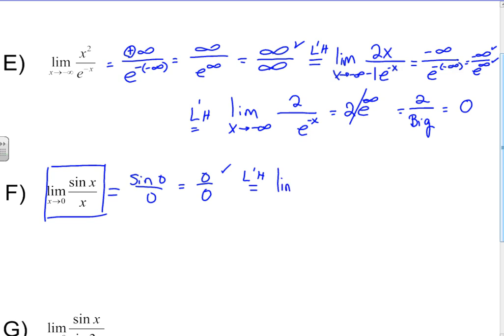The limit as x heads to 0. Well, I would have derivative of sine is cosine x. Derivative of x is 1. Try substituting now, evaluate the limit at 0. Cosine of 0. And then we'd have 1 on the bottom. Cosine of 0 is 1. 1 over 1 is 1. Ooh, that's cool. That's what we thought it should be. It's one of those ones we memorized and we just proved it out using L'Hopital's rule.